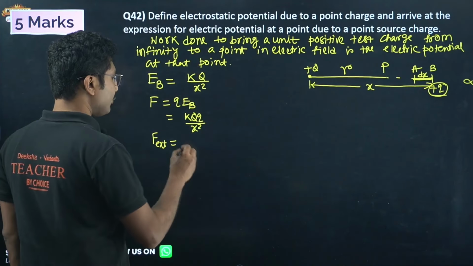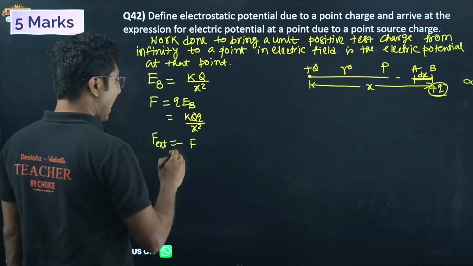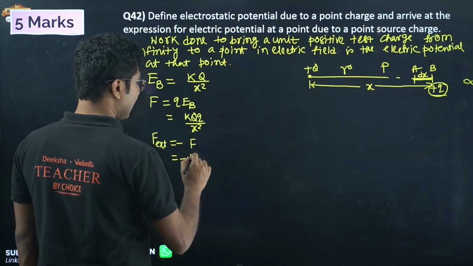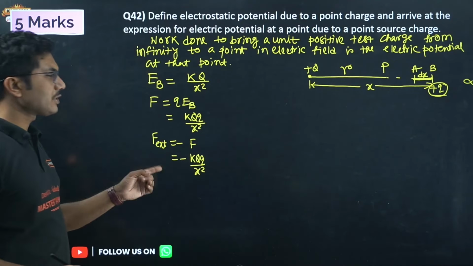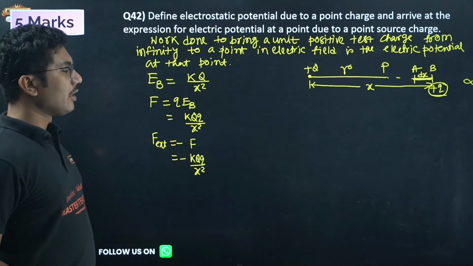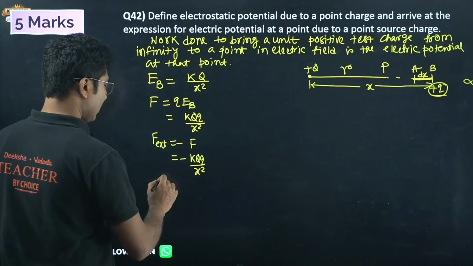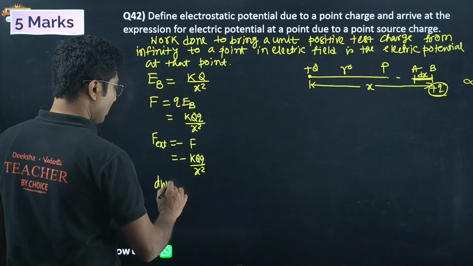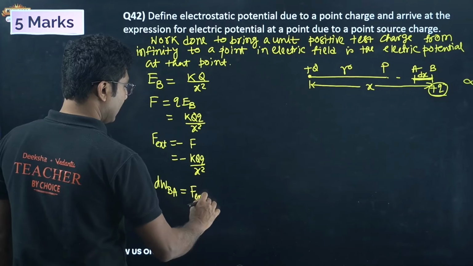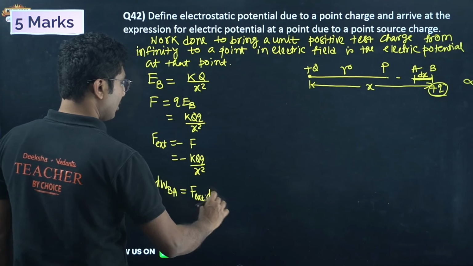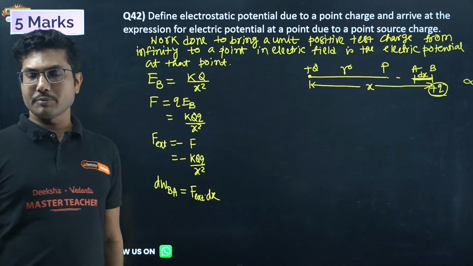force. Okay, so it should be minus F, because it should be opposite, and that means it should be minus K capital Q small q by x square. This much force you have to apply. Now if you are moving this charge from B to A, what is the work done? The work done to move it from B to A is given by the external force that you have applied into the displacement. Work done is force into displacement, old formula from your Q1.